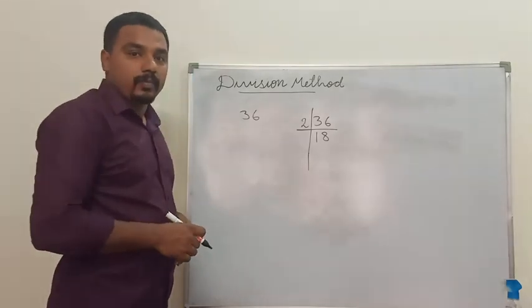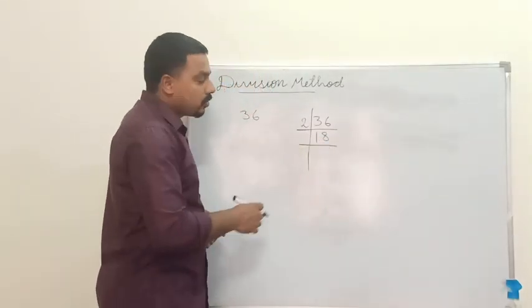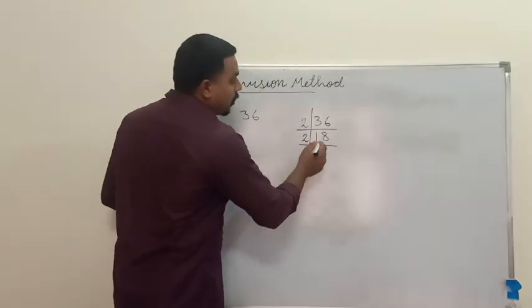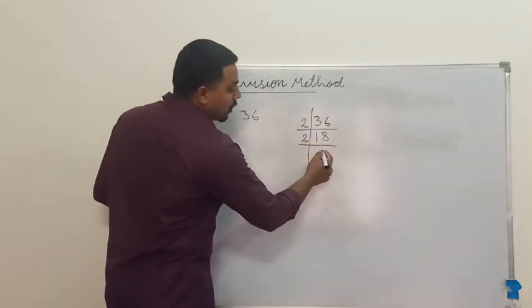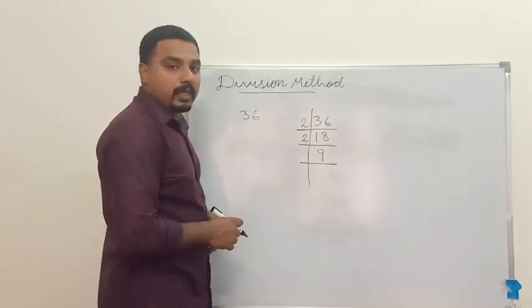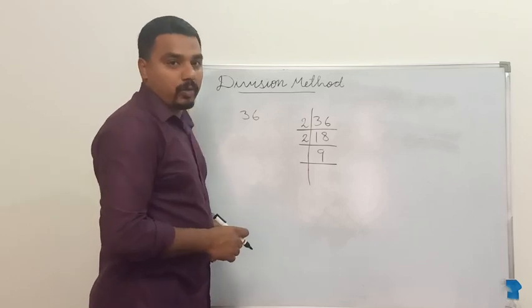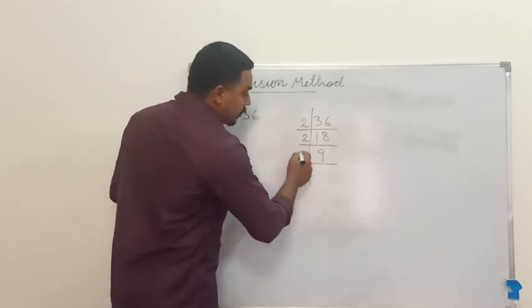80. Then next, this is also an even number. So take 2. 18 divided by 2 is equal to how much? 9. And 9 is not an even number, it is an odd number. So by 2 we are not able to do. So take 3, the next one.